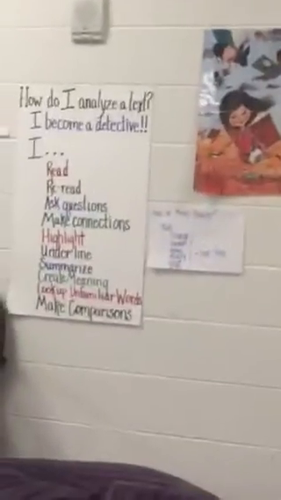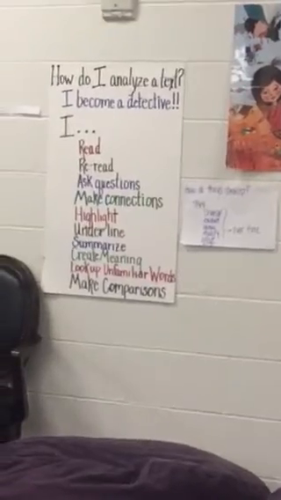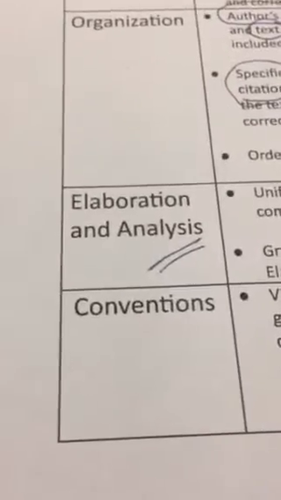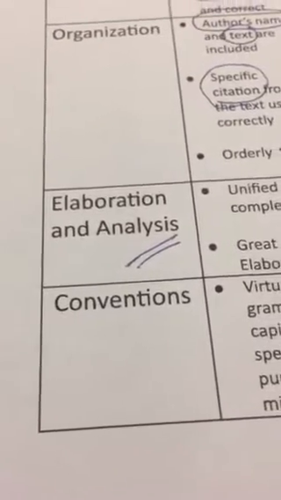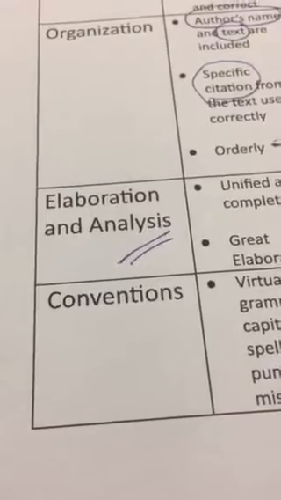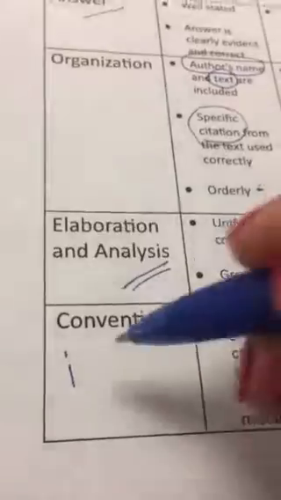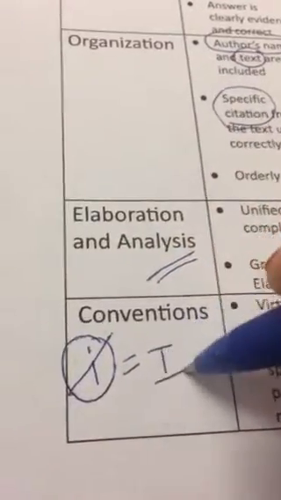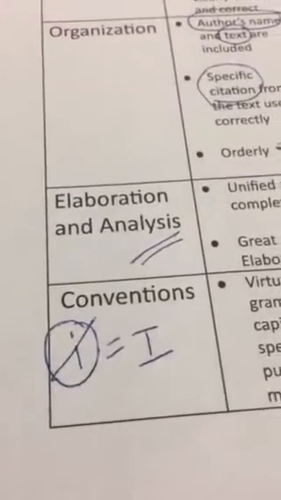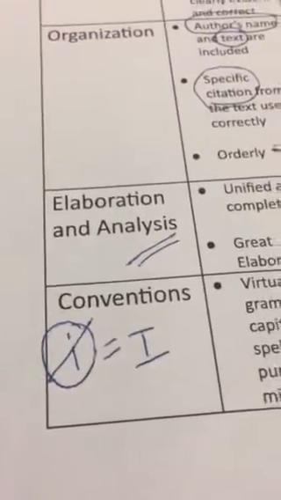Remember, we've talked about how do I analyze a text. Well, now you are going to take that information and you are going to write it here to answer your question. And then your conventions. I ran into a couple people the other day who had no idea that the pronoun I was never written like that. I is always capitalized in an English literature type class.